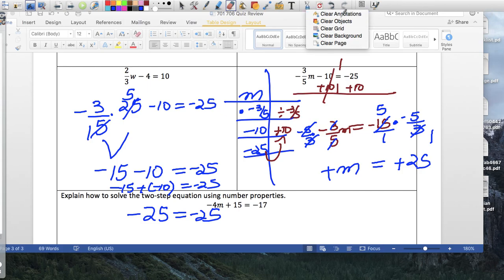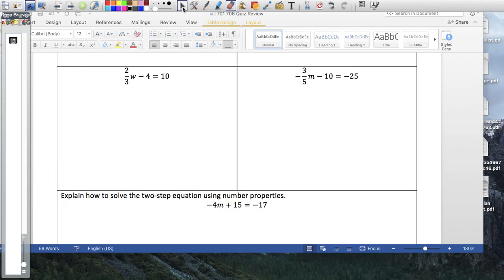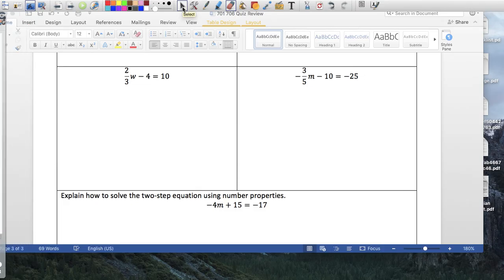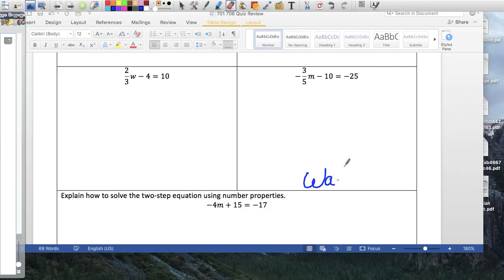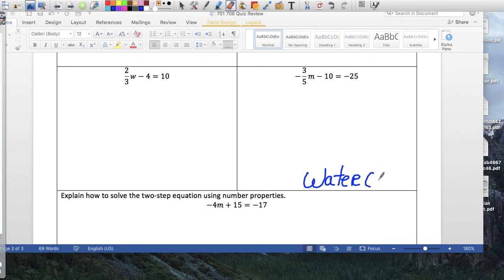And the last one I am not going to do. Well, here is your bonus word. I'm going to write it right here. Watercress. Part of my salad.